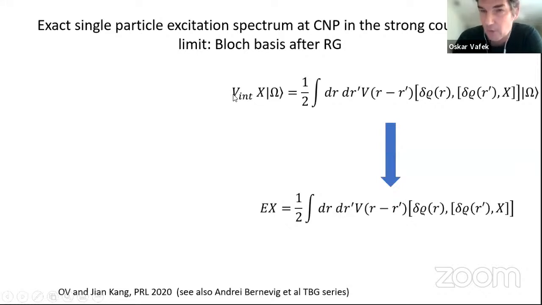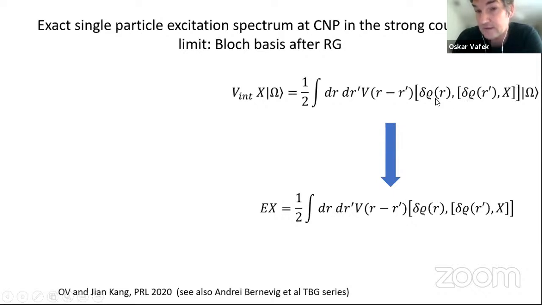And naively, it looks like a complicated problem. It's a V delta rho, but the simplification comes from the fact that when you bring the delta rho all the way to the right, then omega gets annihilated by it. And therefore, you can rewrite every product of delta rho x as a commutator of delta rho x. So that's the first term.